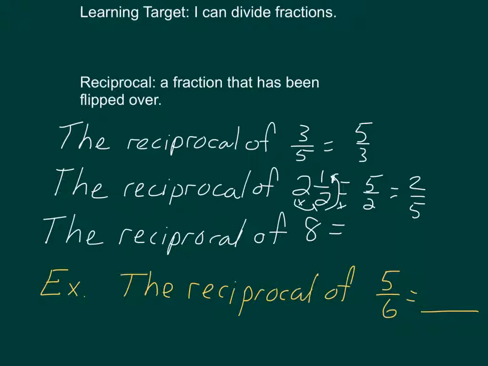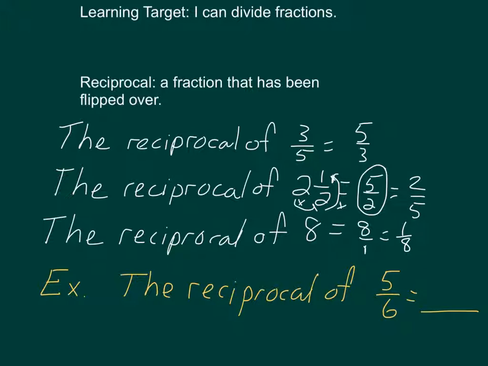So if you have a mixed number, which you shouldn't have on your lesson today, but you will later, if you have a mixed number, turn it to an improper fraction first, like that, and then flip it, and that's the reciprocal. If you have a whole number, like the reciprocal of 8, you need to write it as a fraction first, and any whole number as a fraction has a denominator of 1. So the whole number goes over 1. So 8 over 1 would have a reciprocal of 1/8.